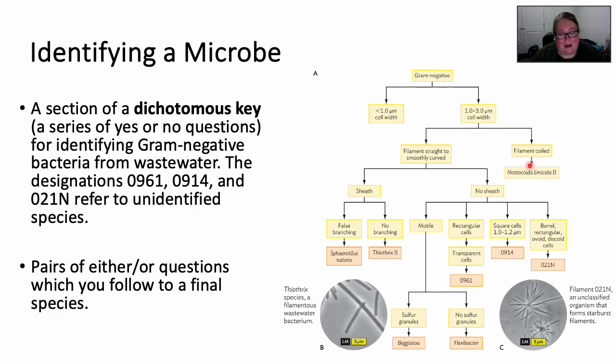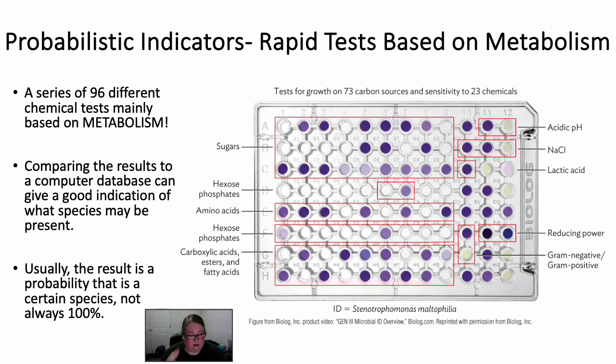But this would be one way to identify a microbe. There are some disadvantages to this. It takes a lot of time. It takes a lot of knowledge and a lot of training to use one of these dichotomous keys. Now, a better way would be to use something like a probabilistic indicator.